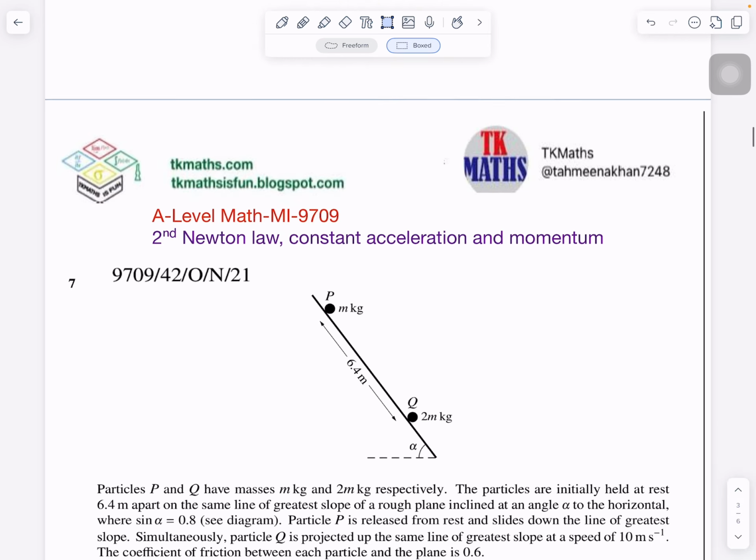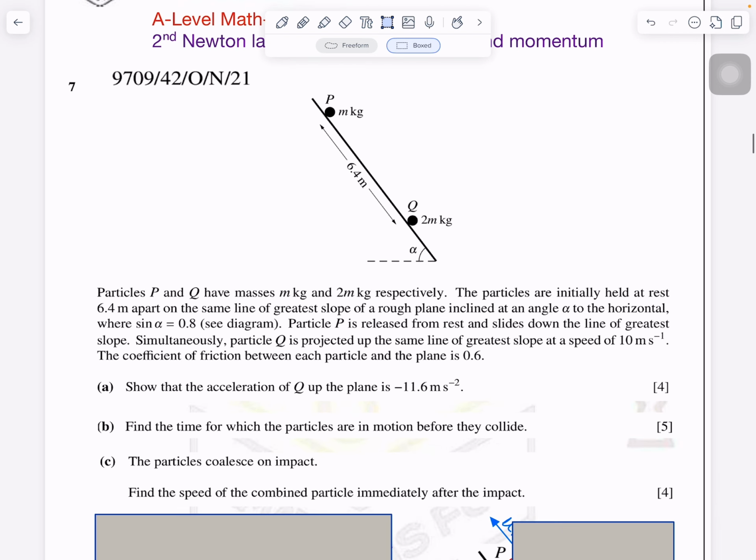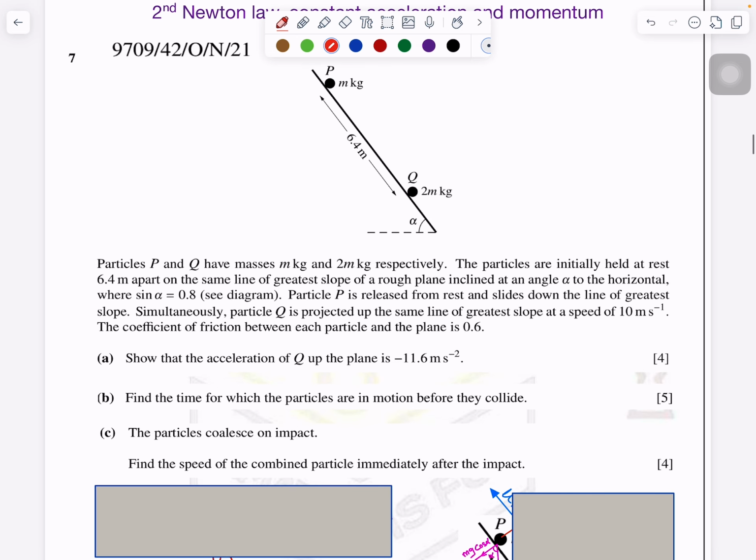So let's go to the question. The diagram is given to you here. I would like to say when you have these types of questions, please put all the forces on these diagrams so that you can apply them correctly. So I will show you here. I have drawn the diagram again with all the forces acting on it. So let's read the question.